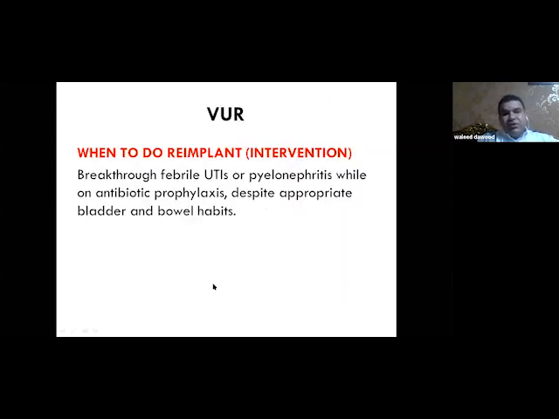As regards vesicoureteral reflux, the main indication is recurrent breakthrough febrile urinary tract infection or pyelonephritis while the child is on antibiotic prophylaxis, despite appropriate bladder and bowel habits. I mean, there are no causes of secondary reflux.